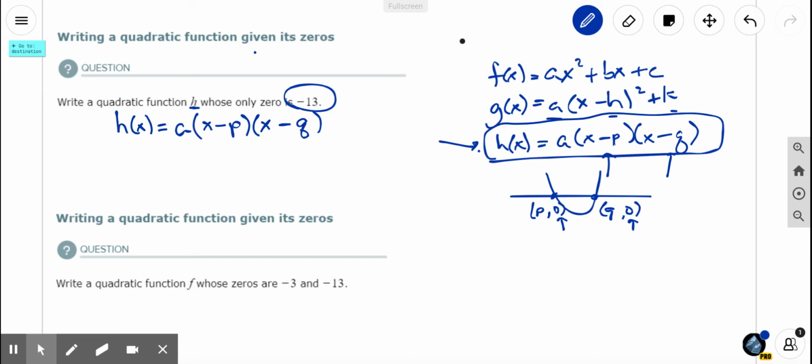Okay, it means that both p and q are negative 13, in the sense that, check it out, this is an example of a quadratic that comes down and just kisses the axis at one point. Because it's quadratic, it has to have 2 things multiplying by itself, but they're the same thing.